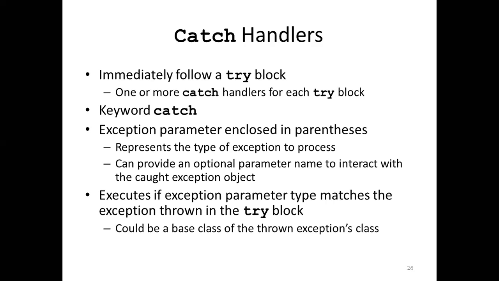Alternative code, or another word, optional parameters, with which we can handle these exceptions. It executes when the parameter type matches the exception thrown in the try block. It can be a base class of the exception thrown by the try block. So what is the correlation? When the try block has identified an error, the catch block associated with it should provide the handling mechanism.